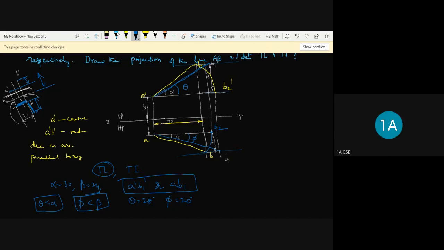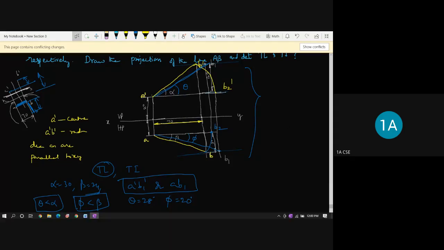Plus or minus 1 degree is okay. 20, 21 you may get, because it is manual drawing, so it is not an issue. But this phi can never be greater than beta. So you made a mistake somewhere. Please check and then solve the problem. Is it clear now? Right. We'll go to the next problem.